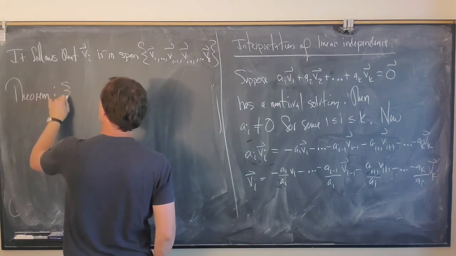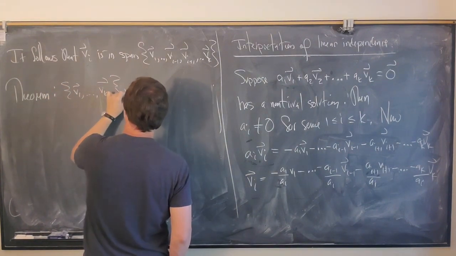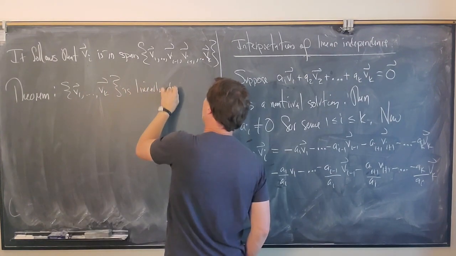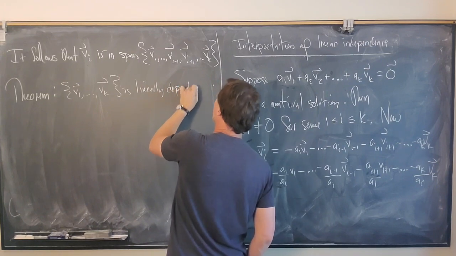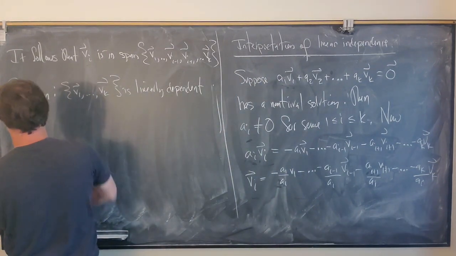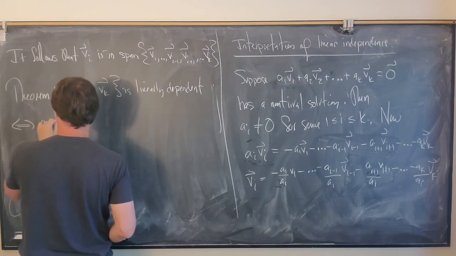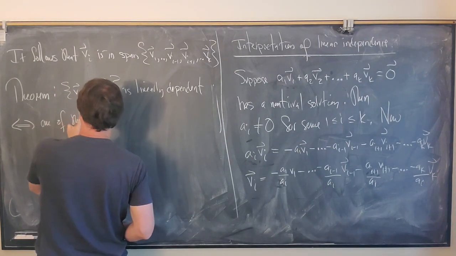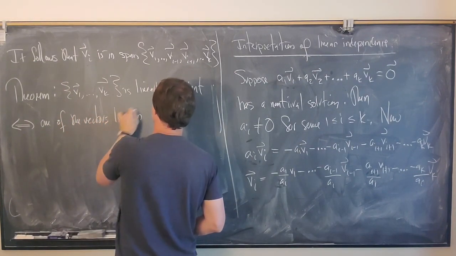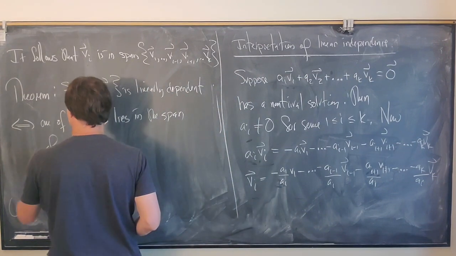The set V1 up through Vk is linearly dependent if and only if one of the vectors lies in the span of the rest.